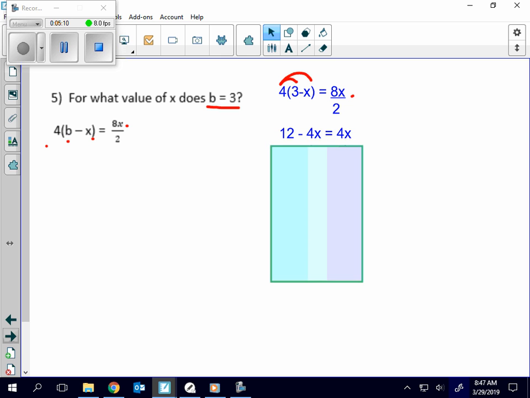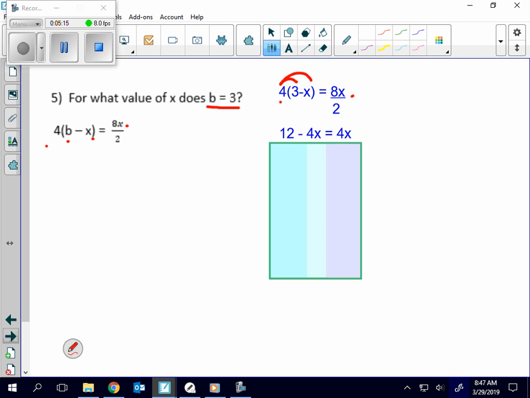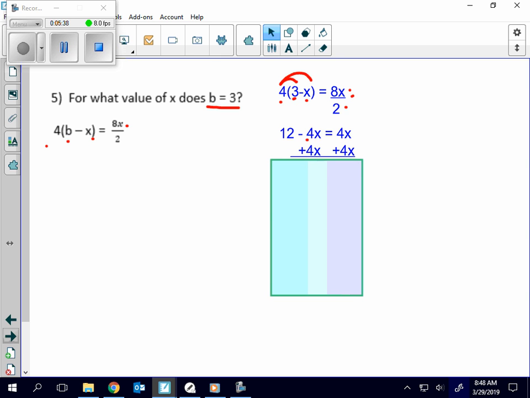I hope when you did so that you got this, because 4 times 3 is 12, and 4 times negative x is negative 4x. And on the right side, 8x divided by 2 is 4x. Now I want to get my variables on one side. So we like to move the small one when possible. I'd love to get rid of this minus 4x. The opposite of subtracting 4x is to add 4x, and that's what I'll do to both sides.